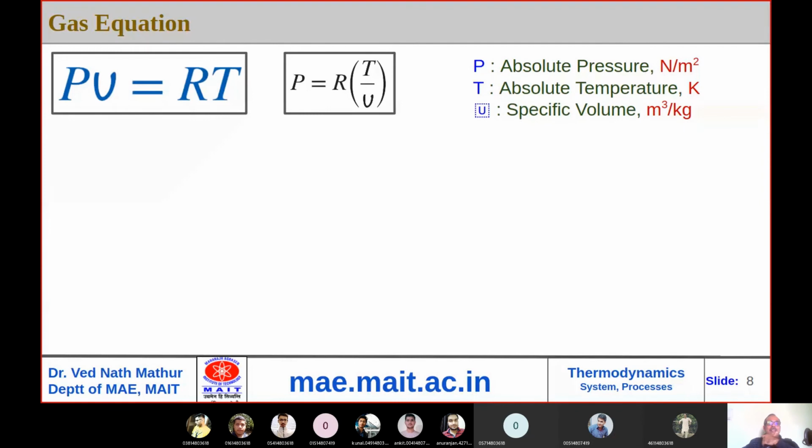You must have used this equation for calculation. This we studied right from +2 when we studied Boyle's law and Charles' law. But most of the students have some confusion. That's why I included this in basic concepts. There's confusion in R. What is R in this equation?